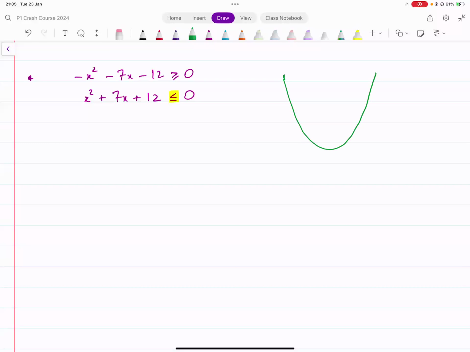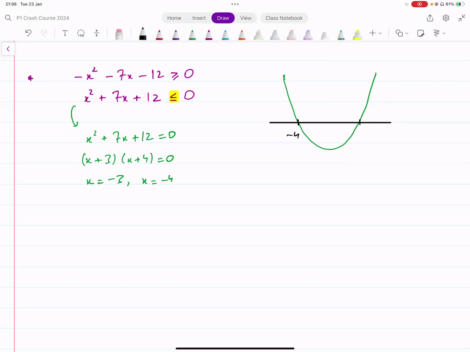Now we do the same thing that we did above. We treat this as an equation. X squared plus 7x plus 12 equal to 0. And then you factorize this. This gives you (x plus 3)(x plus 4), like before. X equals -3 or x equals -4. You get two factors, two x intercepts. This one is -4, this one is -3.